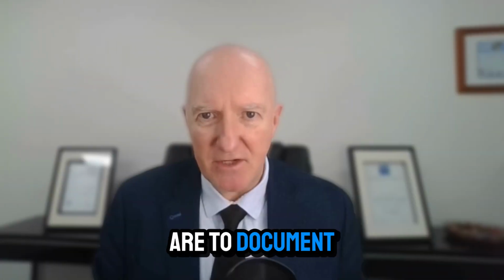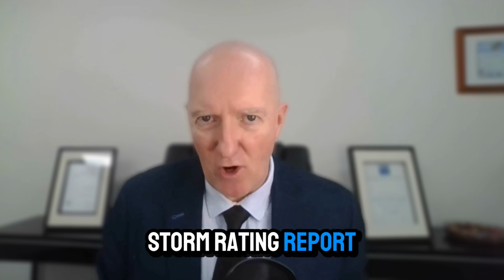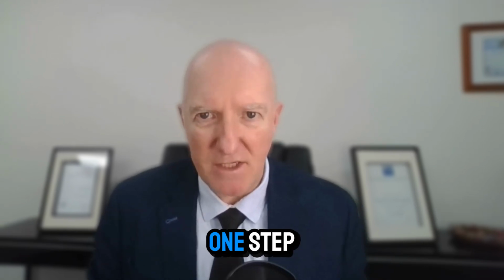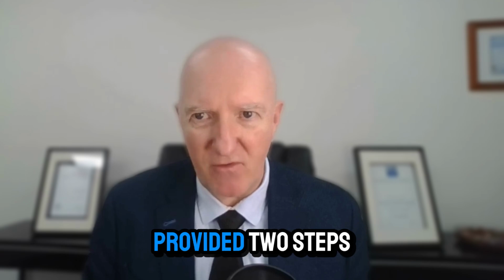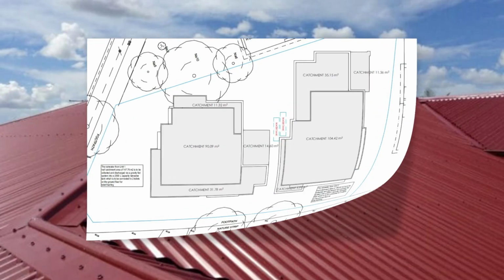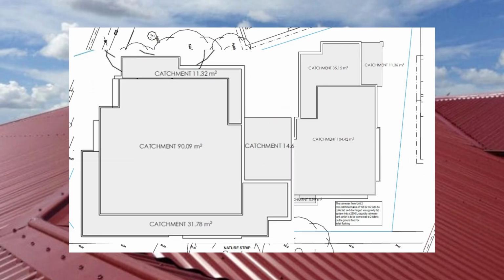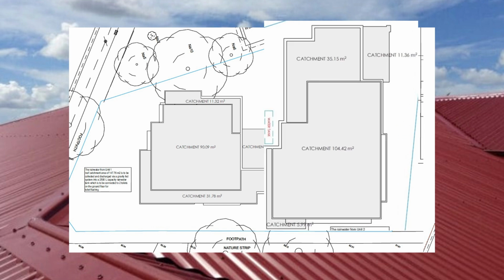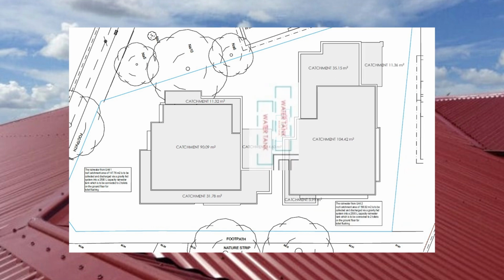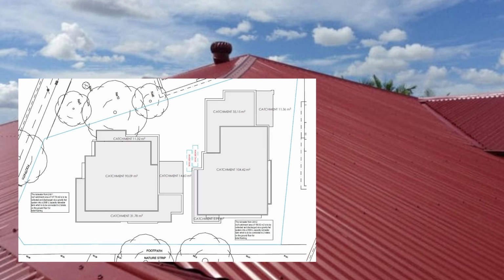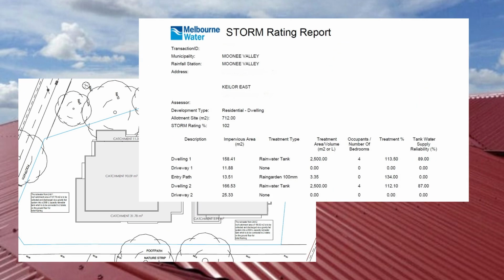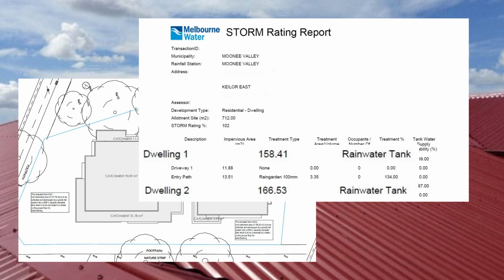The next steps are to document the results of the STORM rating report on a plan. Although this can be done in one step, in this example the architect has provided 2 steps. The first plan shows the areas of the roofs of both dwellings, which are the impervious areas, and the water tanks that are the associated treatment types. The total impervious areas of the roofs and the rainwater tank capacities on the plan are consistent with the inputs in the STORM rating report.